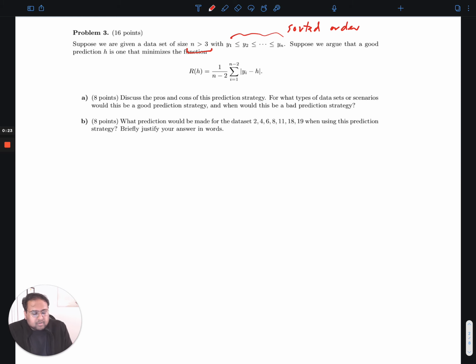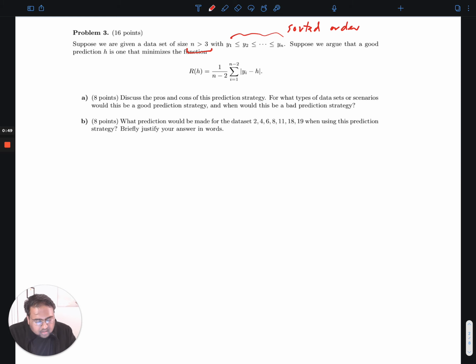It says, suppose we argue that a good prediction H is one that minimizes the function R of H, which looks like mean absolute error but is slightly different. We're told: A, discuss the pros and cons of this prediction strategy, and B, what would this prediction strategy predict for the data set 2, 4, 6, 8, 11, 18, 19. Let's try to decipher what this formula even means.